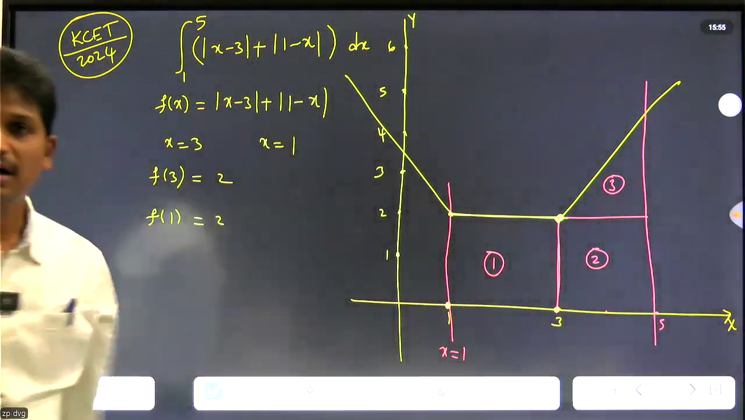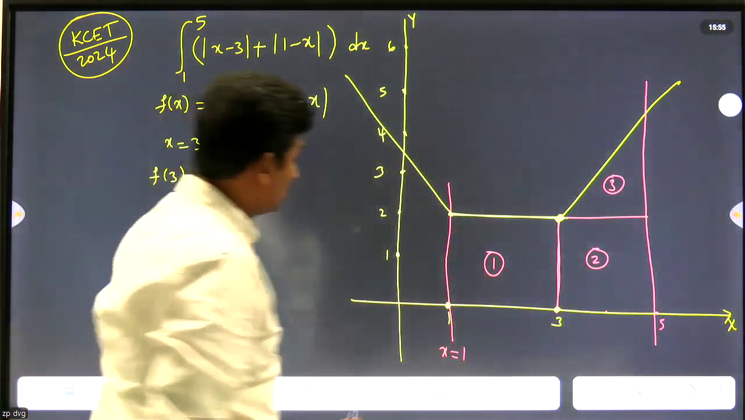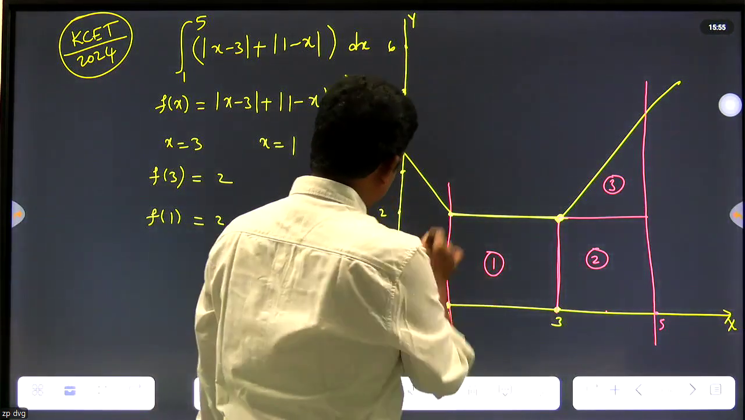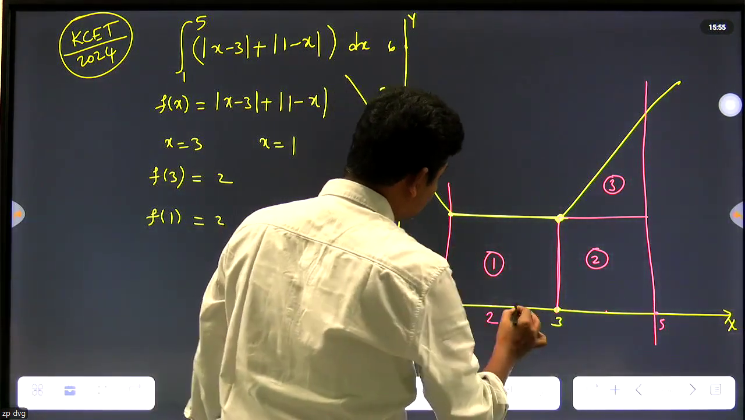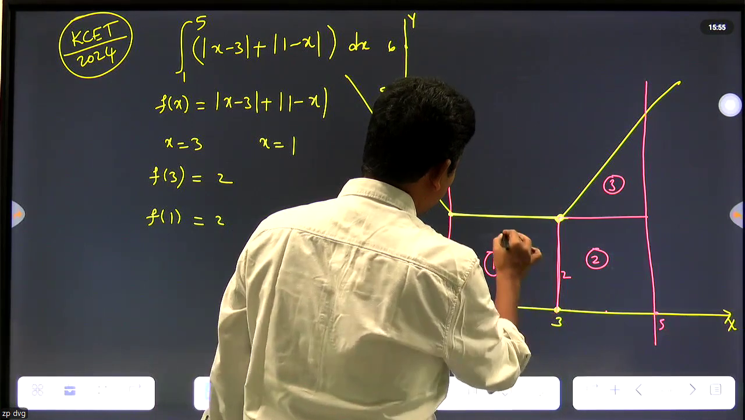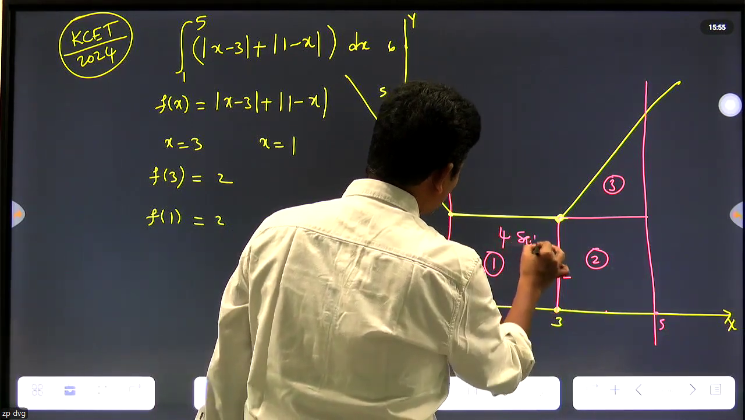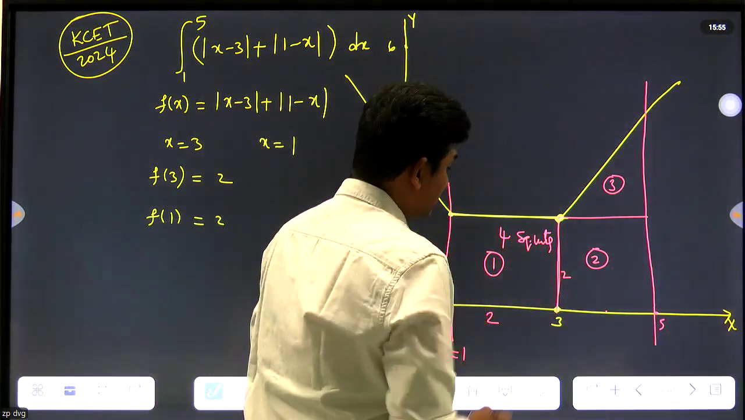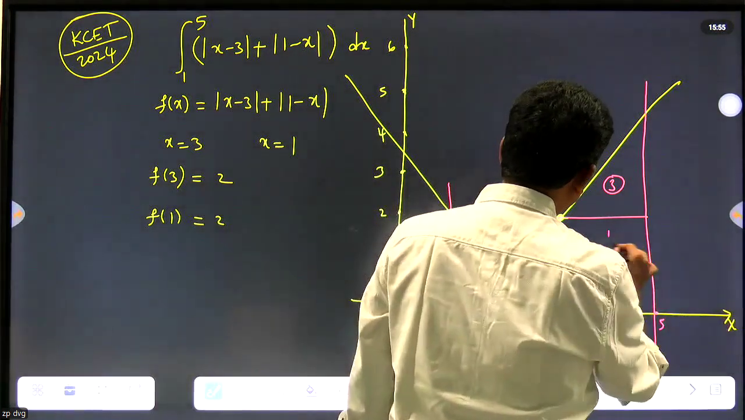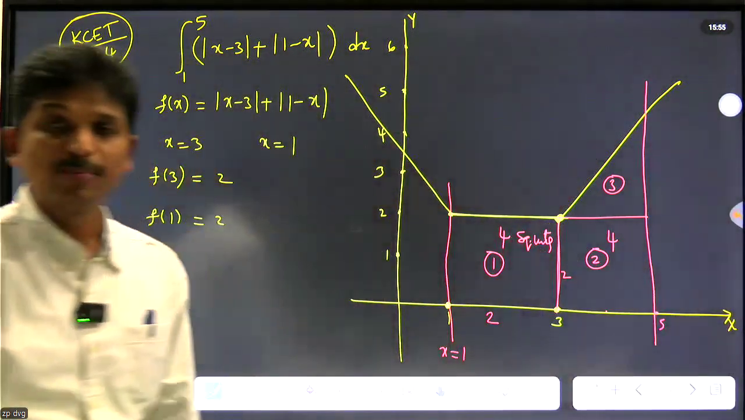This is nothing but the area under the curve. So what is the first area? This is 2 units, and this is also 2 units, so this area is 4 square units. This is also 2 units and 2 units, so this is also 4 square units.